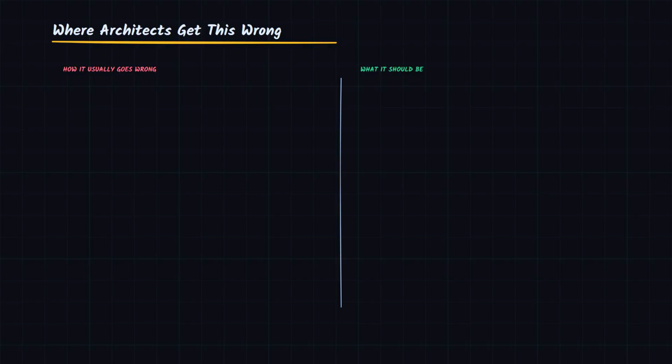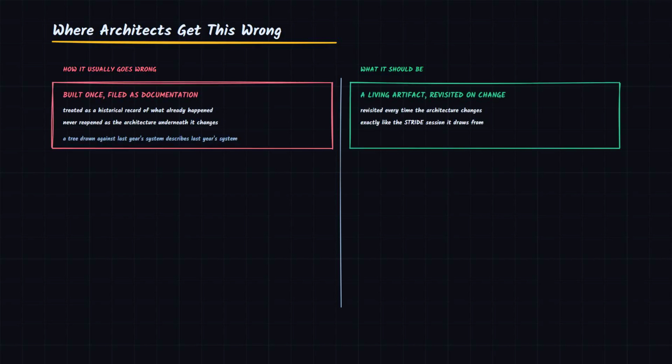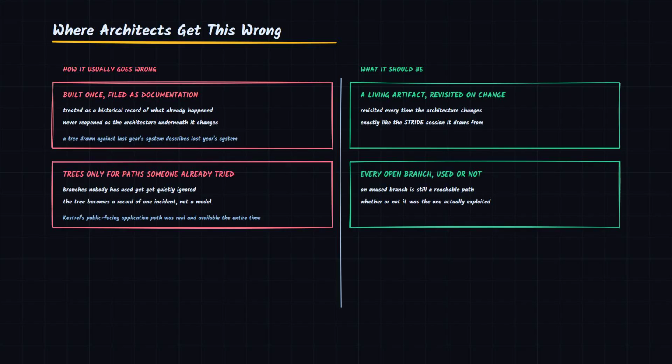3 mistakes recur. First, building a tree once and treating it as historical documentation rather than a living artifact. The tree needs revisiting every time the architecture changes, exactly like the STRIDE session it draws from. Second, building trees only for goals an attacker has already attempted, and ignoring branches that remain fully open simply because nobody's used them yet. Kestrel's public-facing application path was real and available the entire time, whether or not it was the one actually exploited.